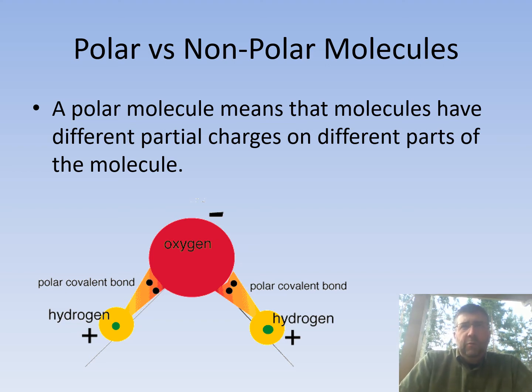Hey Chemistry, we're starting a new unit on intermolecular forces, and previously I had talked to you about the difference between a polar covalent bond and a non-polar covalent bond, and that is due to the difference in electronegativity. Now we're going to talk about polar molecules. A polar molecule is a molecule that has a different partial charge on different parts of the molecule related to where exactly those polar covalent bonds are located.